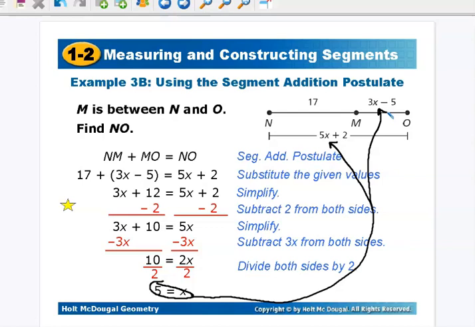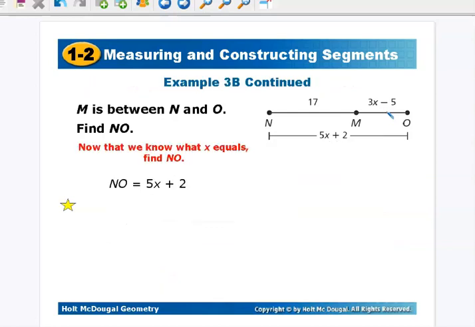Good work. Again, jot your questions down, bring them to class with you. Okay. Now that we know what x equals, which is exactly what I was just talking about, we substitute the variable back in. X is equal to 5. I apologize. We're going to substitute that in, and we just do the math. So NO, this entire length, is 27 units.